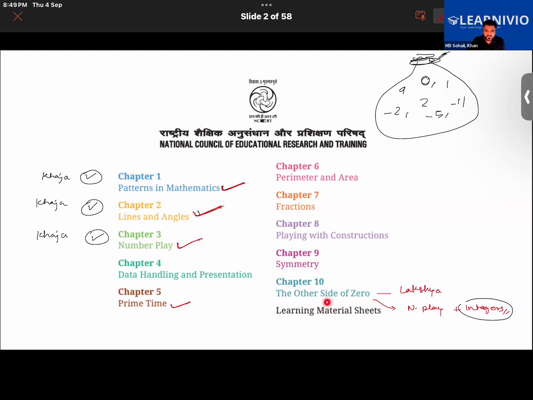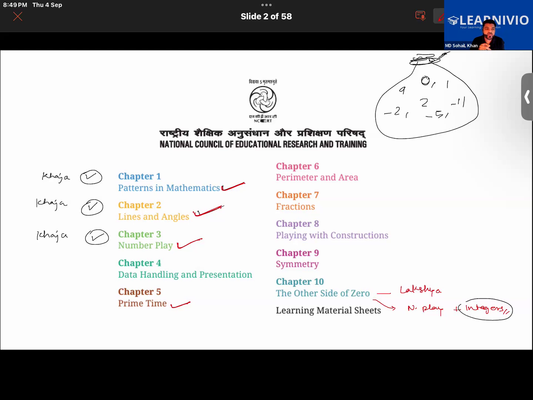Sir, the integers has been done. The other side of zero, that too has been done. Okay, thanks for letting me know about that. So for you, Nafis, and for you, Laksh, from the chapters there, you guys also update me, please. So these two chapters haven't been done in the batch, and we need to do that, as you told me, Laksh.